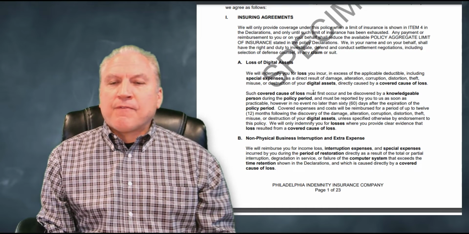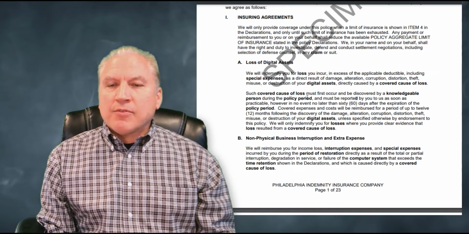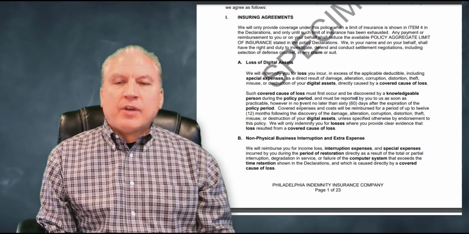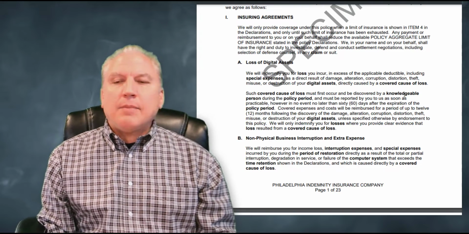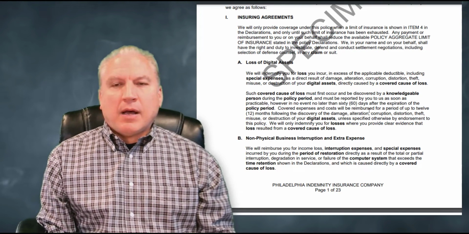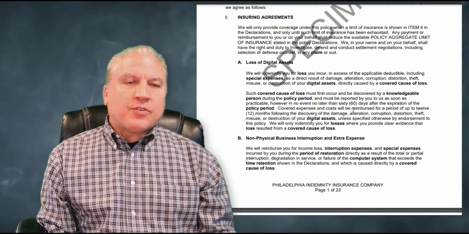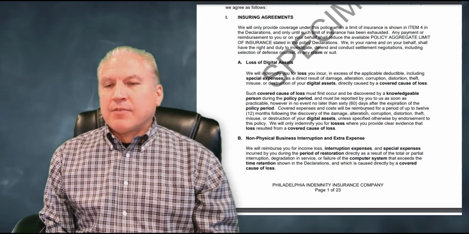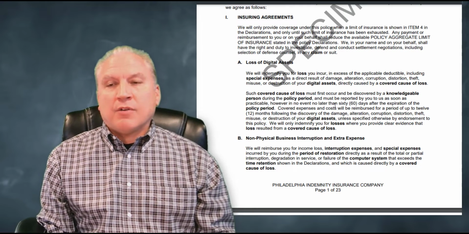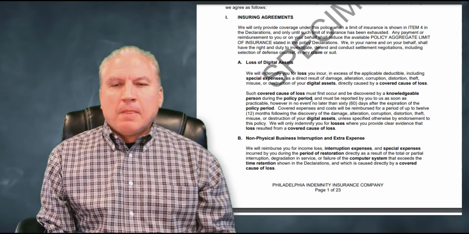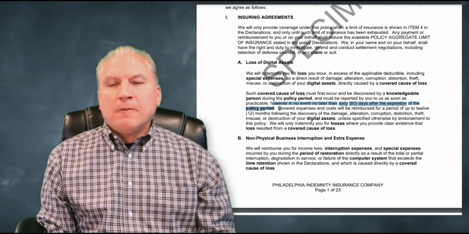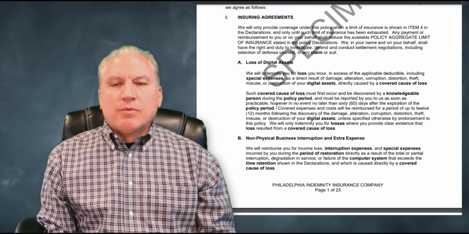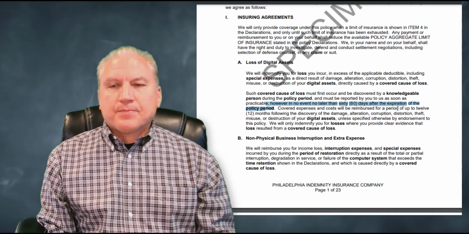The covered loss must first occur and be discovered during the policy period. There's two types of coverage. There's claims made coverage and policy period coverage. So if it's discovered during the policy or discovered after the policy, you want to make sure you understand the language of your insurance policy as soon as possible. In no event, no more than 60 days after the expiration. So if you cancel your coverage or you're non-renewed, you can still report it within 60 days.